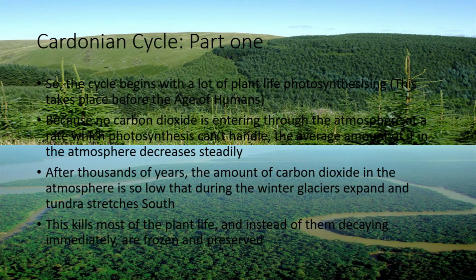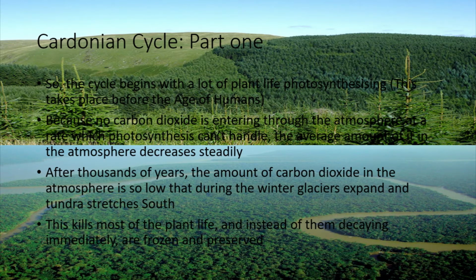So, part 1 of the cycle. The cycle begins with a lot of plant life photosynthesizing. This takes place before the age of humans, so there's no deforestation or anything. So as they photosynthesize, because no carbon dioxide is entering the atmosphere at a rate which photosynthesis can't handle, the average amount of carbon dioxide in the atmosphere decreases steadily. They're photosynthesizing more, so the output is more than input.